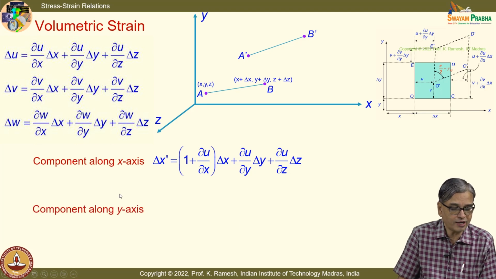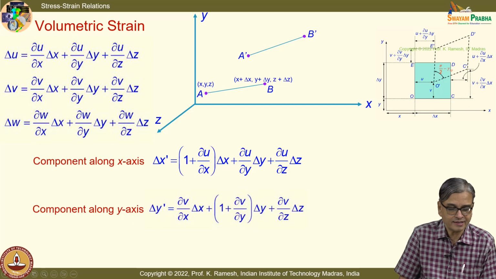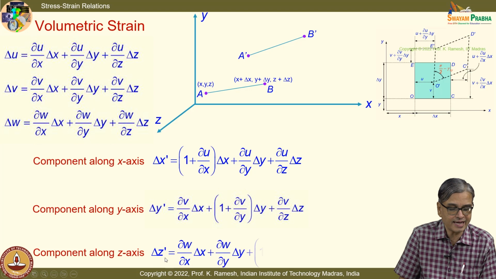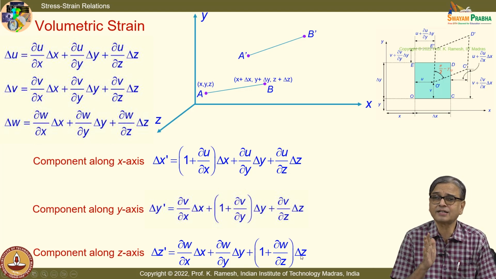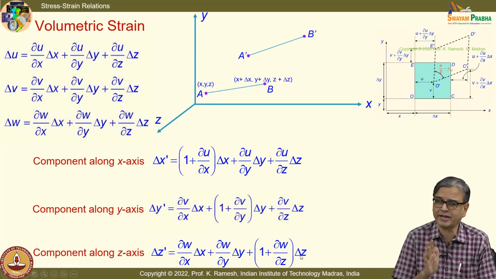When I look at the component along y axis, I will have delta y prime equal to dou v by dou x delta x plus (1 plus dou v by dou y) into delta y plus dou v by dou z into delta z. And cyclically, I can also write what happens along the z axis. I have delta z prime equal to dou w by dou x into delta x plus dou w by dou y delta y plus (1 plus dou w by dou z) into delta z. When you look at this, it looks as if it is too complicated. It is not too complicated.